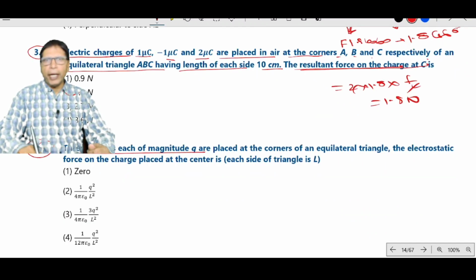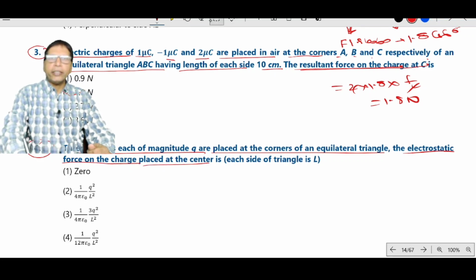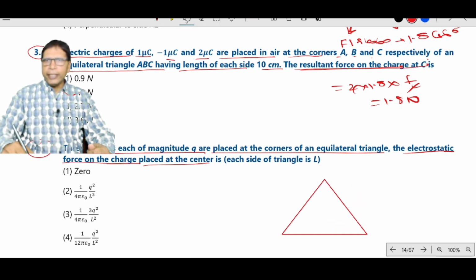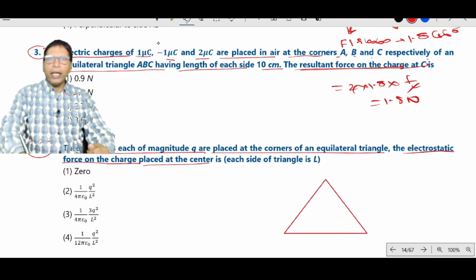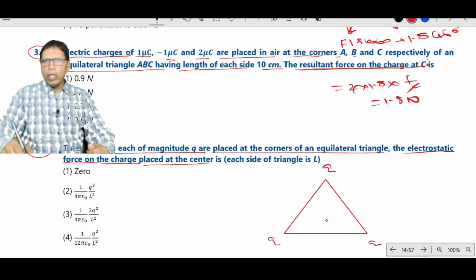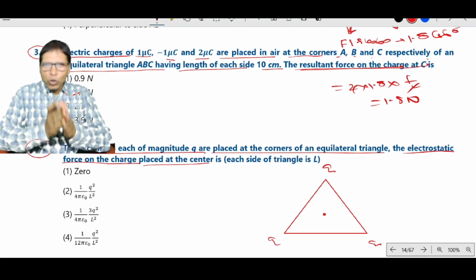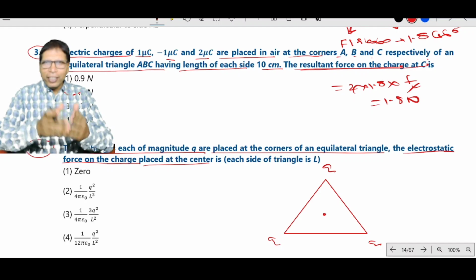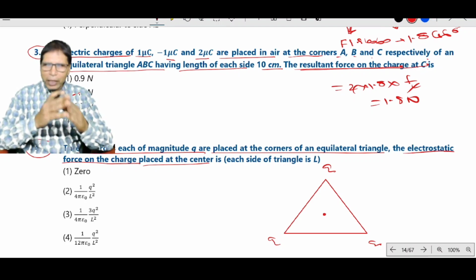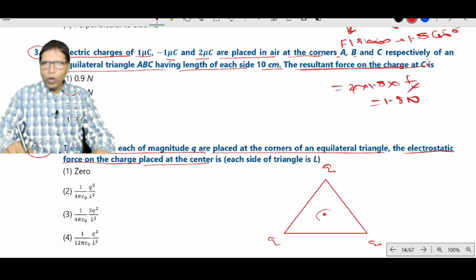Three charges, each of magnitude q, are placed on the corners of an equilateral triangle. The electrostatic force on the charge placed at the center. Look at this. Here three charges are placed. Suppose this is the charge q, this is the charge q, this is the charge q. Due to the three charges, the electric field at the center is zero. So the force experienced by the charge at the center is also zero. So option 1 is correct.